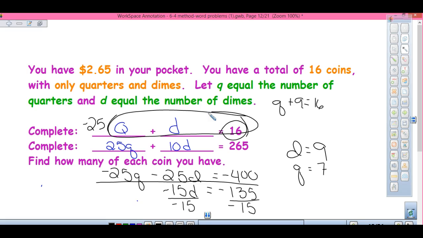No, we got dimes to be 9, guys. 135 divided by 15, we got dimes to be 9. Then we have to plug it back into this equation. So Q plus 9, because D was 9, equals 16, because we have 16 coins.